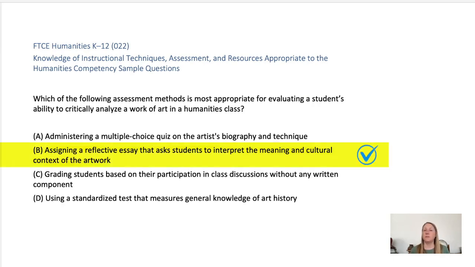The correct answer is B. Assigning a reflective essay that asks students to interpret the meaning and cultural context of the artwork is the most appropriate method for assessing a student's critical analysis skills in a humanities class. This type of assessment allows students to demonstrate their understanding of the artwork, engage with its deeper meanings, and connect it to broader cultural or historical contexts.